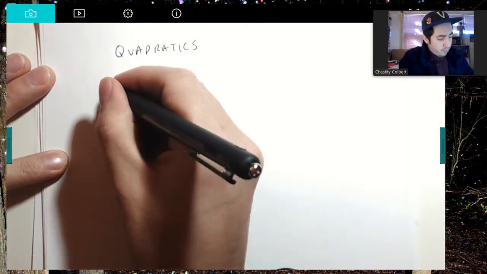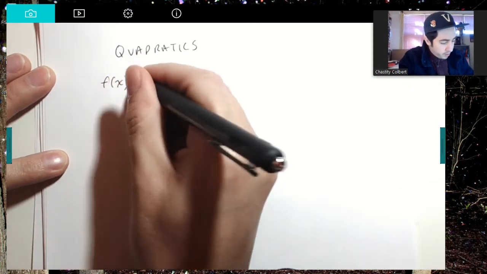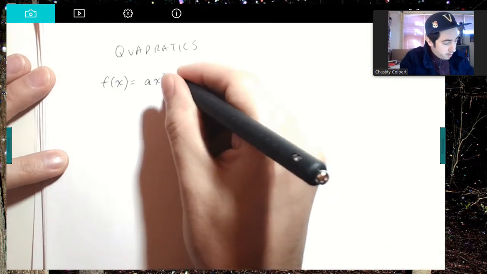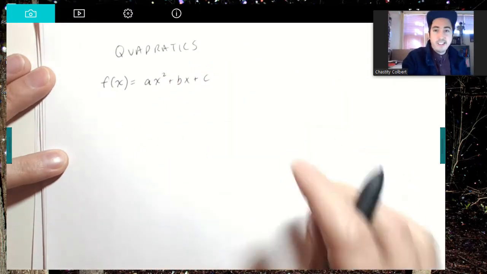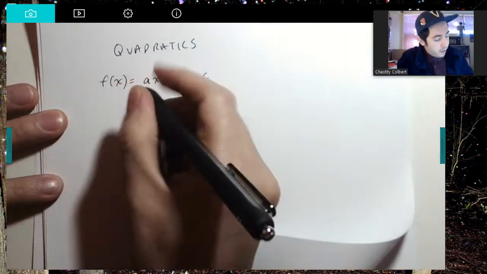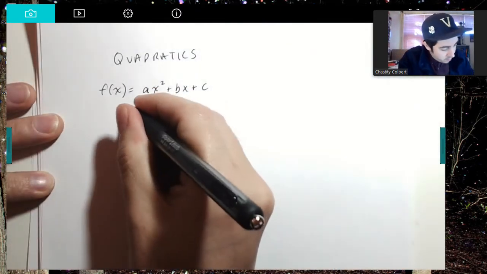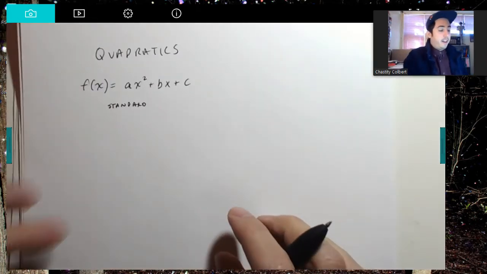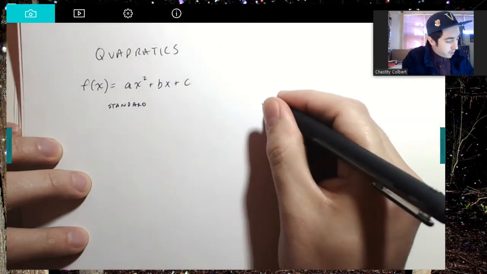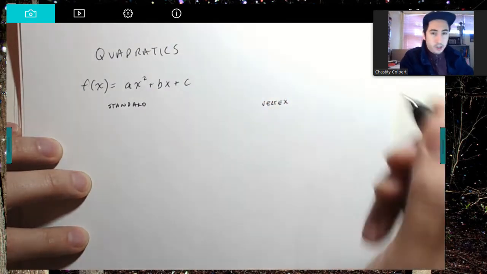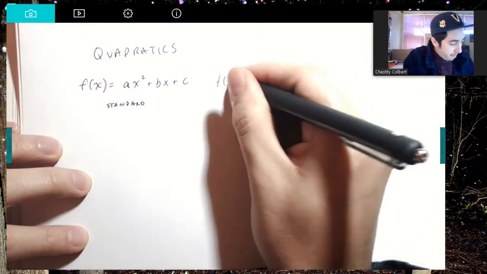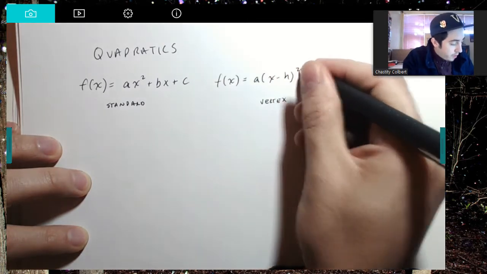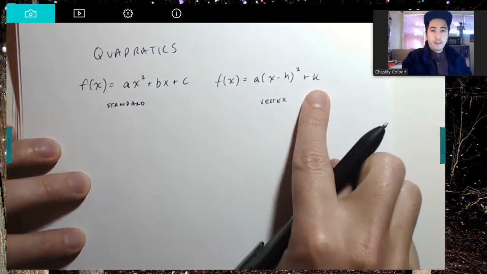So standard form, f of x, some function here, is equal to ax squared plus bx plus c. This is standard form for a quadratic. Then the other form we have is vertex form. There are a couple ways to go from one to the other. Vertex form is a times x minus h squared plus k.